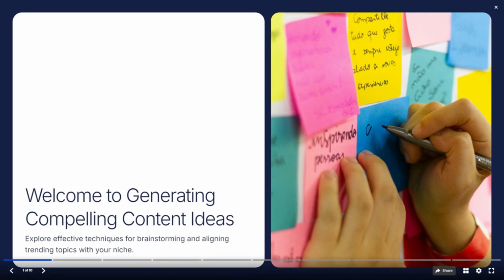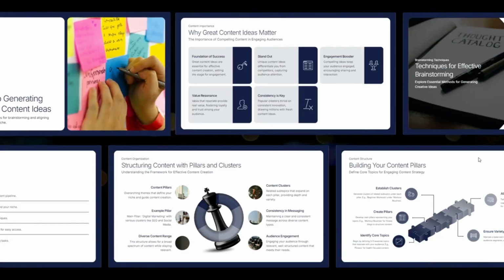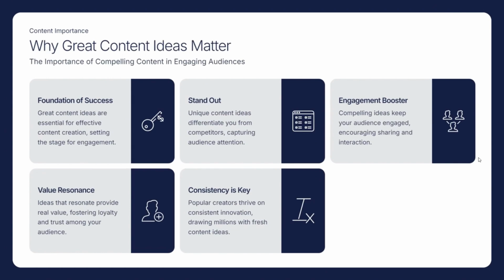But let's learn about how to generate great, compelling ideas for content creation. The first thing that you need to focus on is generating good ideas, because this is the backbone of successful content creation. This will help you to stand out, keep your audience engaged, and provide value that resonates. For example, think of a popular YouTube creator who consistently comes up with new video ideas that attract millions of views. This consistency in creative ideation is their key to success.